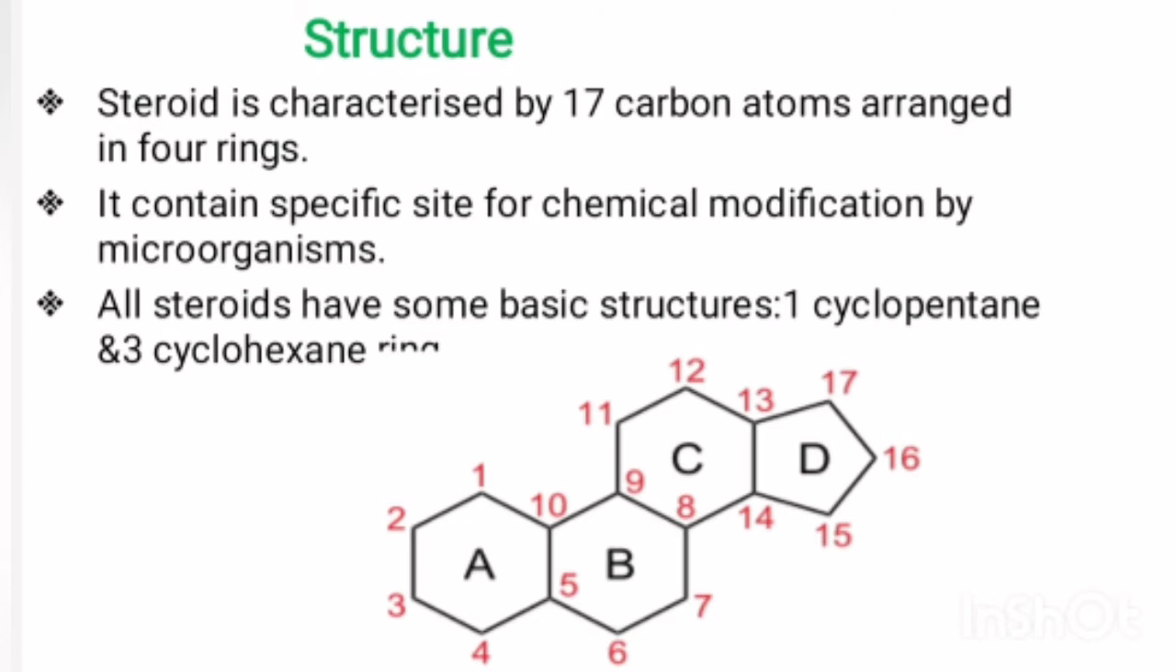All steroids have some basic structures, that is, one cyclopentane ring and 3 cyclohexane rings. In this figure, the cyclopentane ring is marked by the letter D and the cyclohexane rings are marked by A, B, and C. In this figure, you can see the 17 carbon atoms arranged in 4 rings. That is the basic structure.